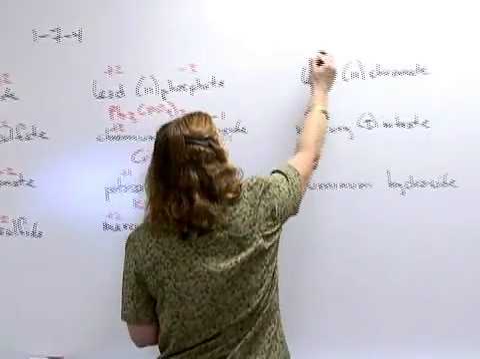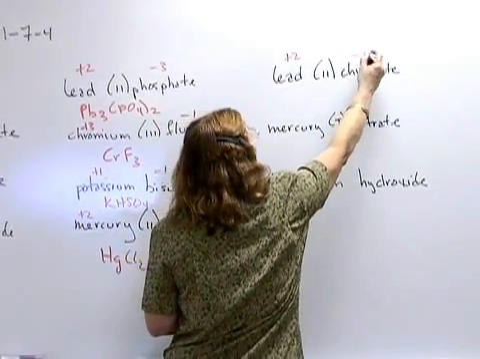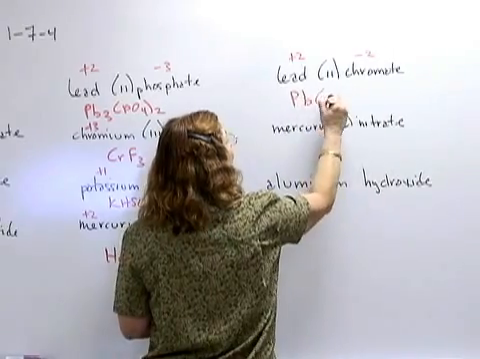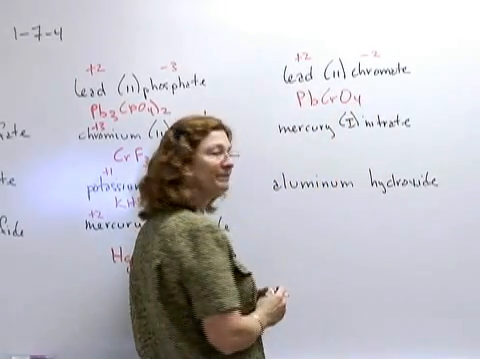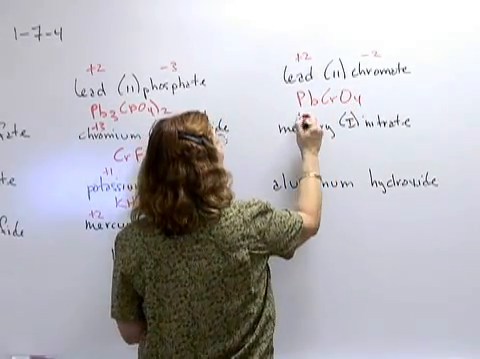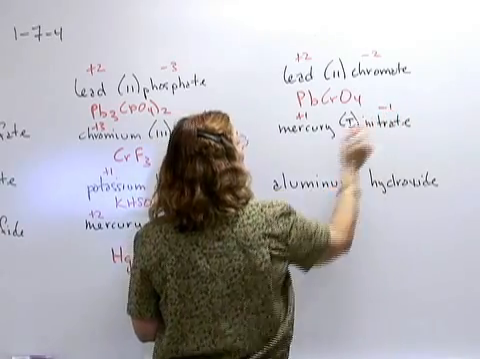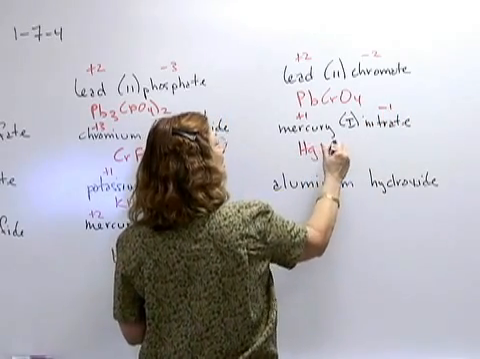Lead is +2. Chromate is -2. PbCrO4. Mercury is +1. Nitrate is -1. HgNO3.